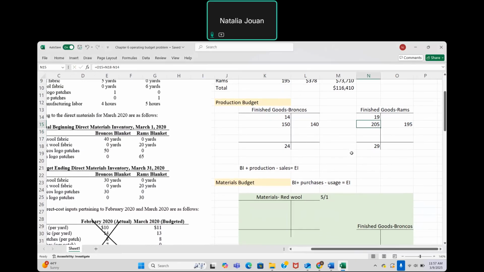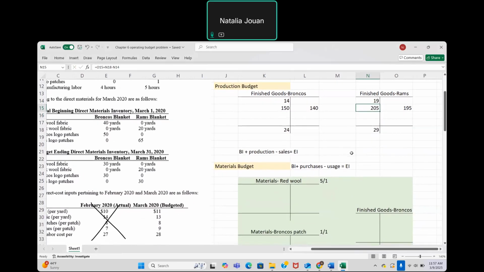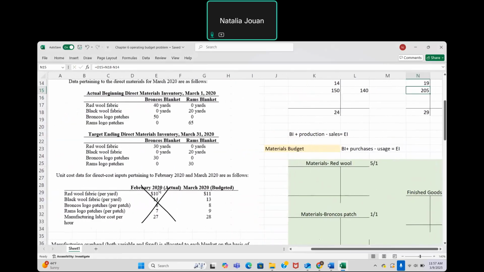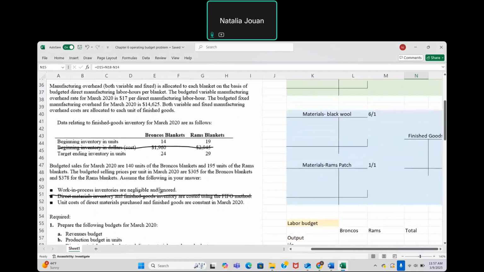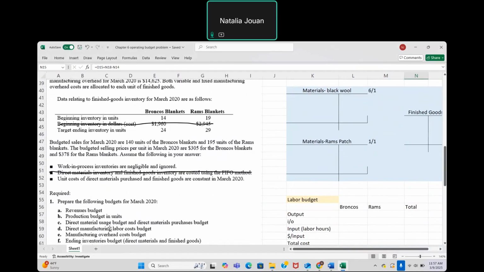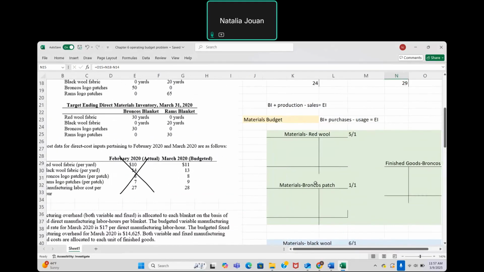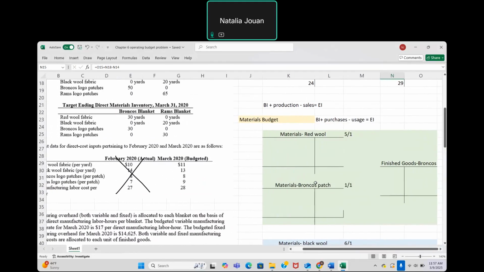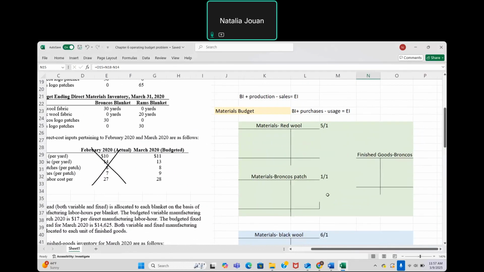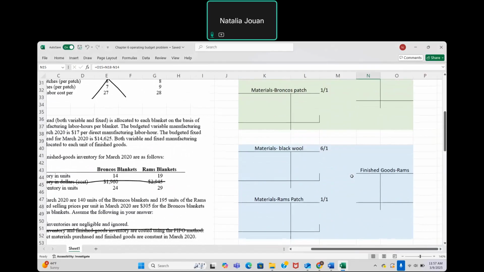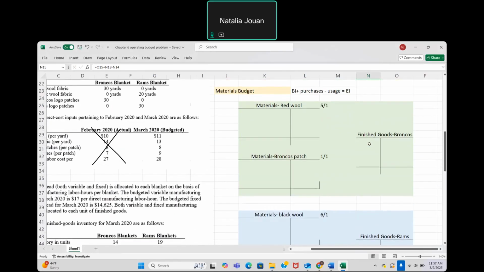We're going to move down to the next budget. We're going to do materials. So materials will require two types of budgets. And you see that in the instructions down here. It tells you the usage budget and the purchases budget. Okay. And also we want to see it in units and in dollar amounts. So let's start with Broncos. I color coded. I have the Broncos in green and I have the Rams in blue.